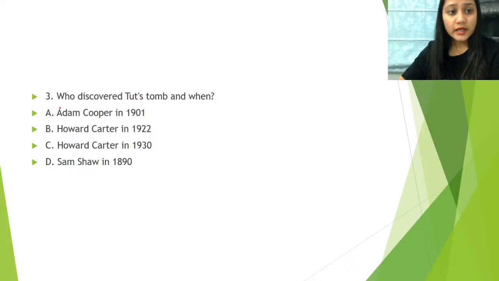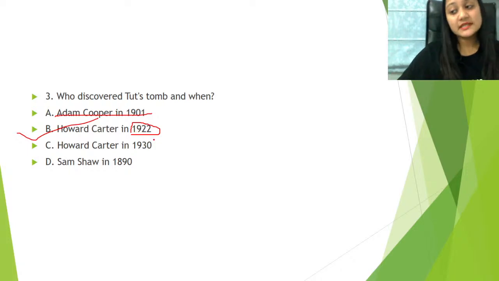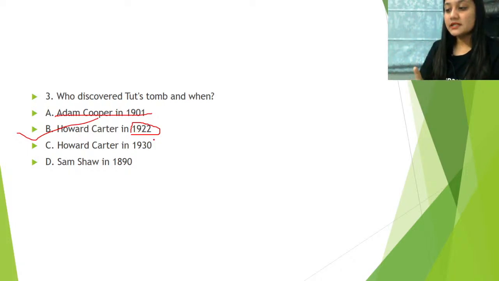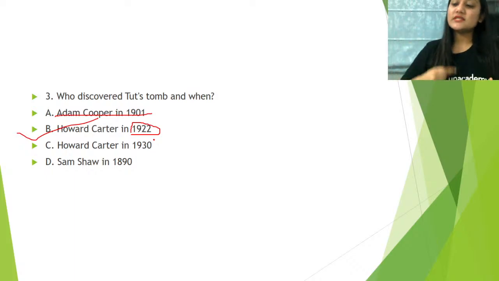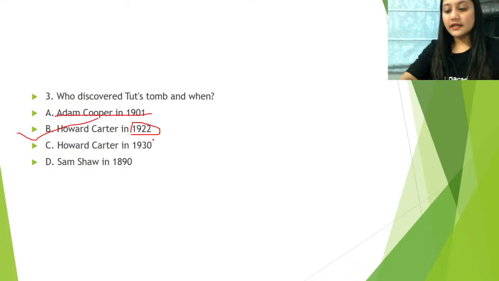Nayan, that is not at all Adam Cooper. It is supposed to be Howard Carter, and the year itself was 1922. Keep this in mind, because when Tut's body was first found, exactly 80 years later its CT scan was done. So that's incorrect, Nayan.